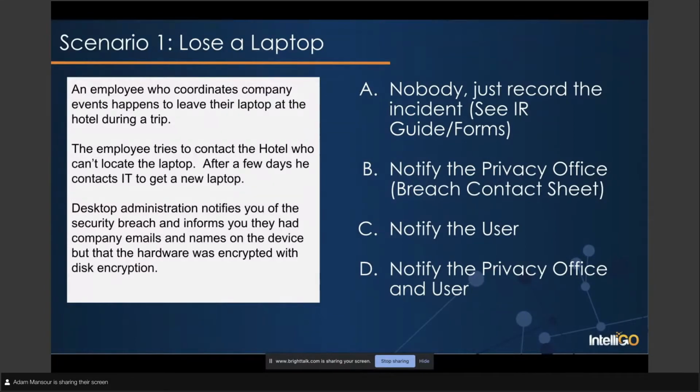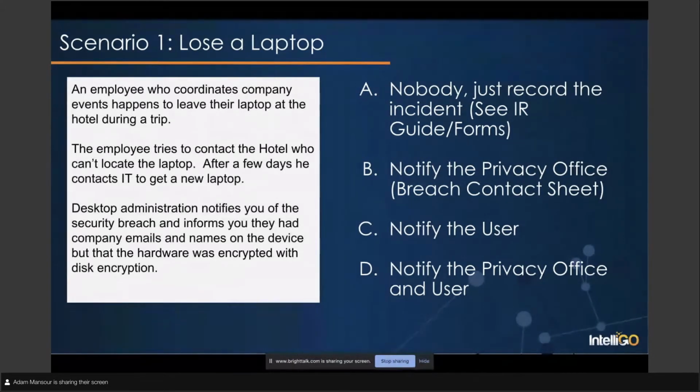And the desktop admin comes to you as the director of IT or manager of IT and says, hey, by the way, we lost this laptop, I think it's a security breach, and we've got a number of company emails for internal staff and some names collected from the trade show on that device, but we do also have the hardware encrypted. Right. So we don't think people can get access to that information. So in this case, it'd be good to know what you guys think.